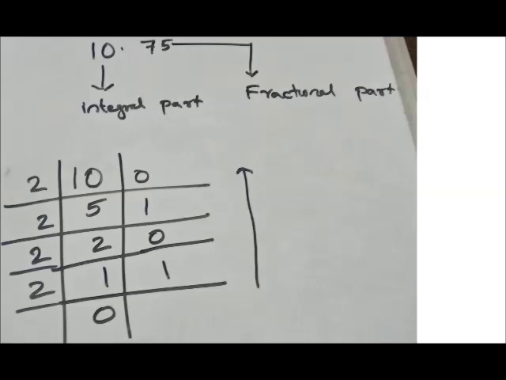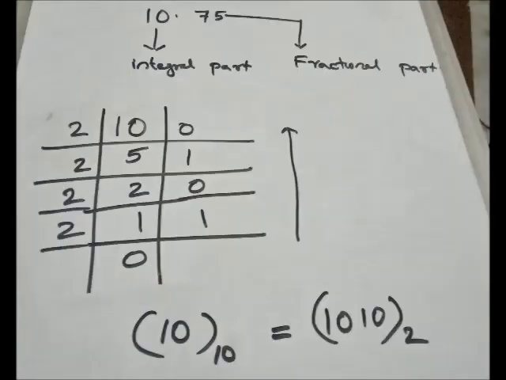So, as I told you earlier, when you convert that decimal number 10 into binary, we have got the remainders, and those remainders we write from the bottom to top. So the decimal 10 equals 1010 in binary, writing from the bottom to top, it is 1010, right?